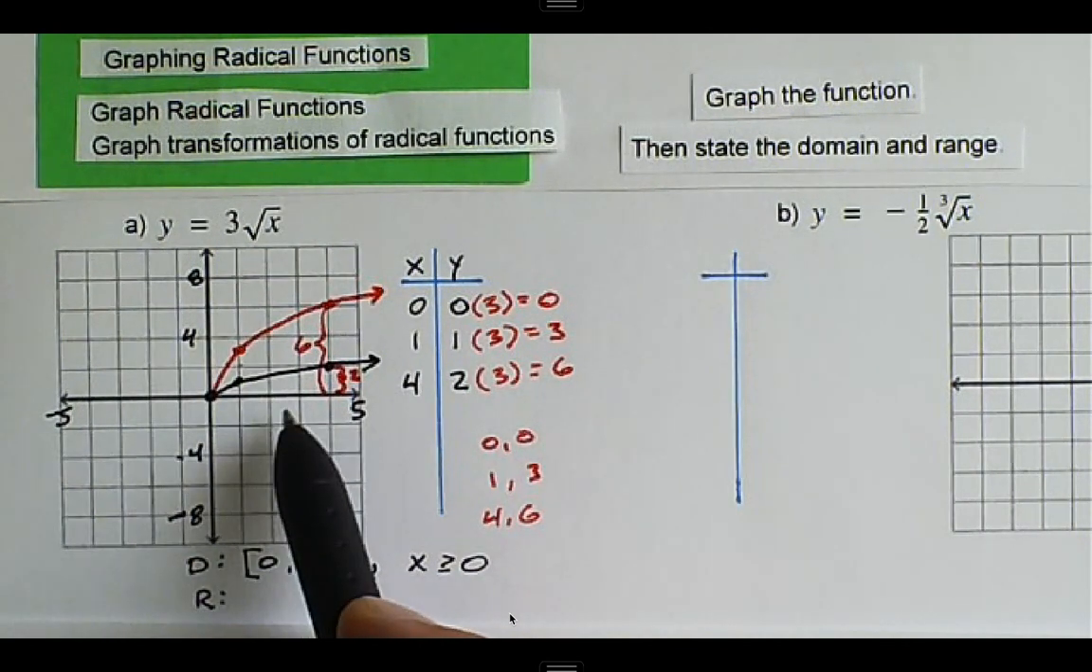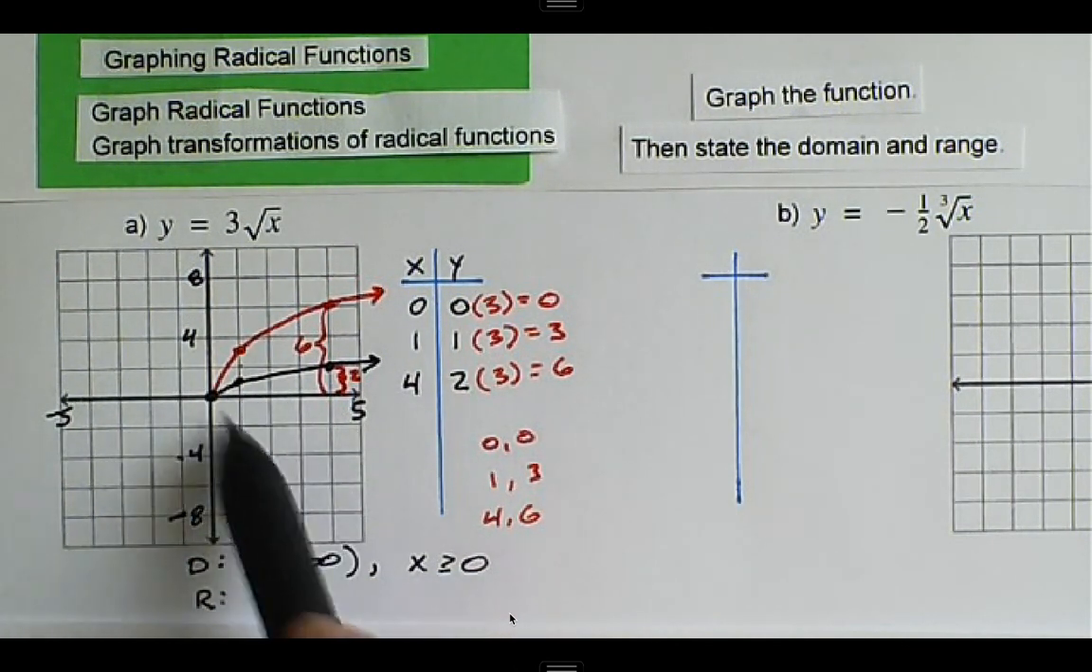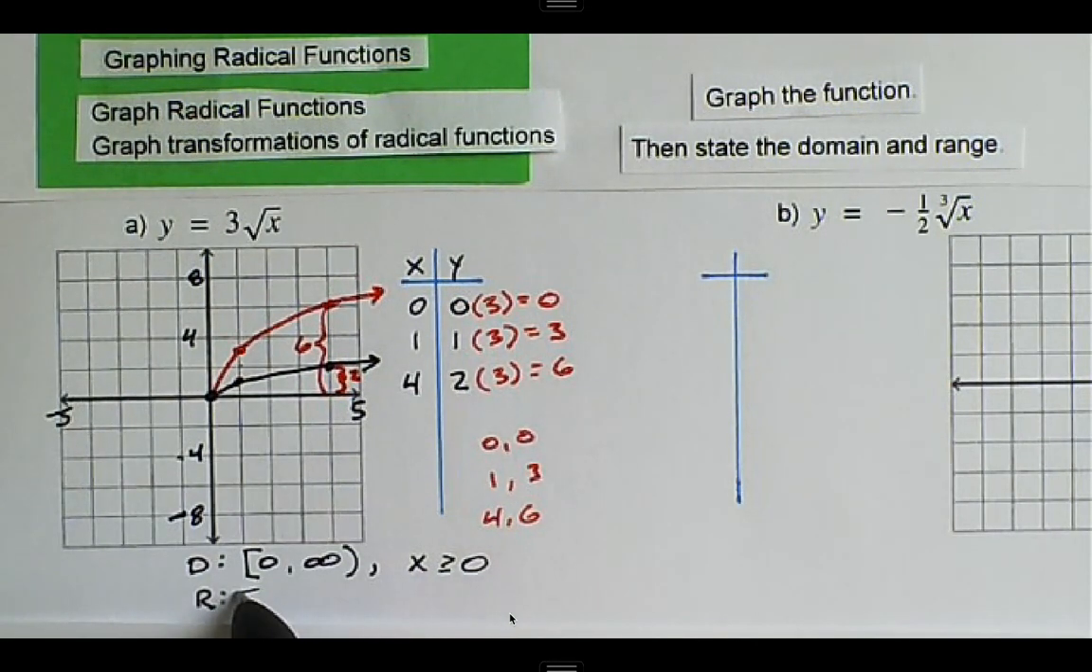Now the range, take a look at what the range has here. The range is similar. We don't have any negative values, so the range is going to start at 0 and go up to positive infinity. It's going to be the same. And set builder is y, not x. y is greater than or equal to 0.